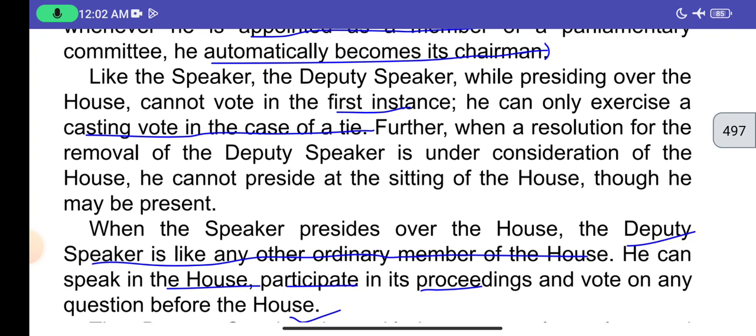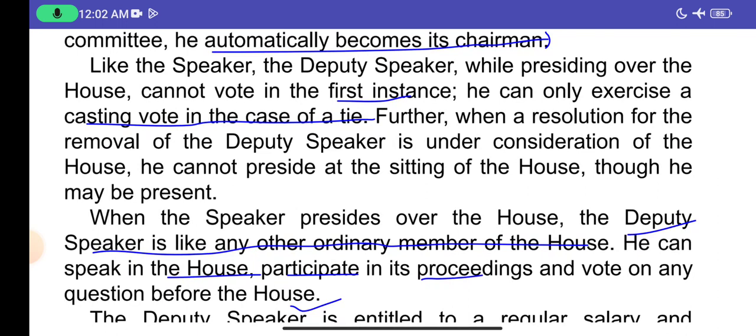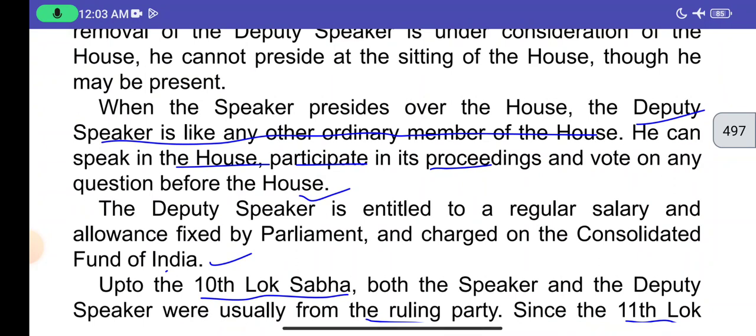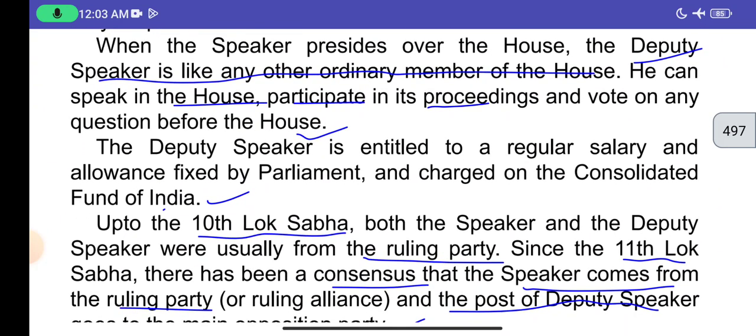Like the Speaker, the Deputy Speaker, while presiding over the House, cannot vote in the first instance. He can only exercise a casting vote in the case of a tie. Further, when a resolution for the removal of the Deputy Speaker is under consideration of the House, he cannot preside at the sitting of the House, though he may be present. When the Speaker presides over the House, the Deputy Speaker is like any other ordinary member of the House.